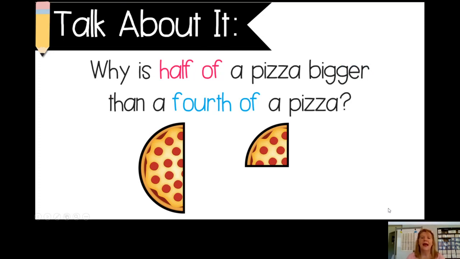Why is a half a pizza bigger than a fourth of pizza? This is a challenge question, but I think you know. Why is a half a pizza, this one is the half a pizza, bigger than a fourth of a pizza? 2/4 equal 1/2. A fourth is half of a half. Did you get the answer right? If you got the answer right, you can dojo your teacher and tell us your answer.